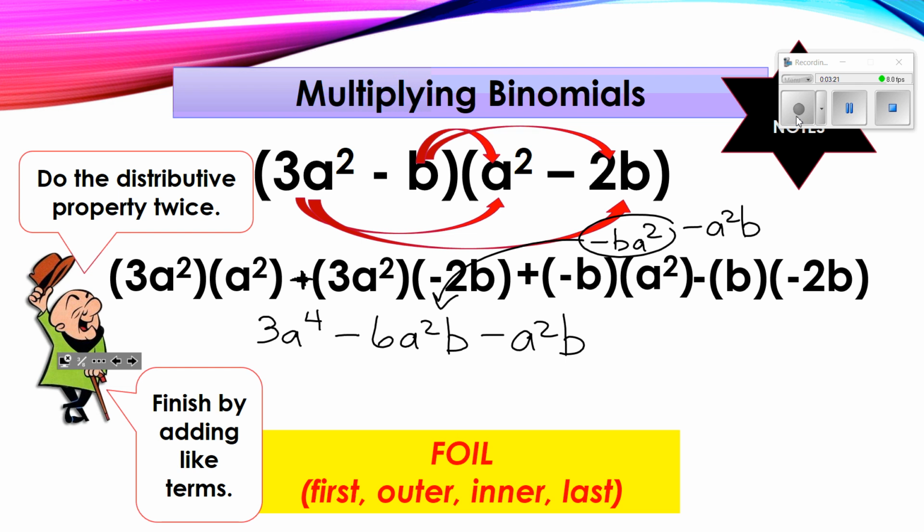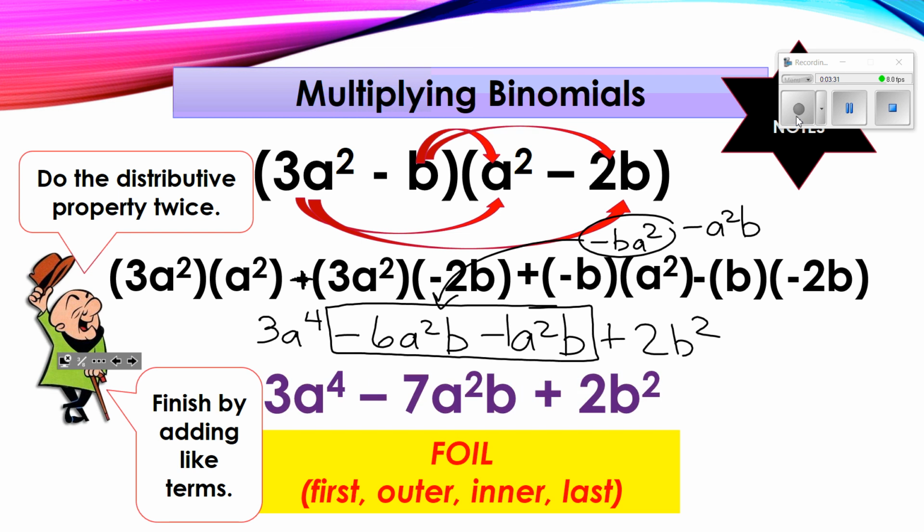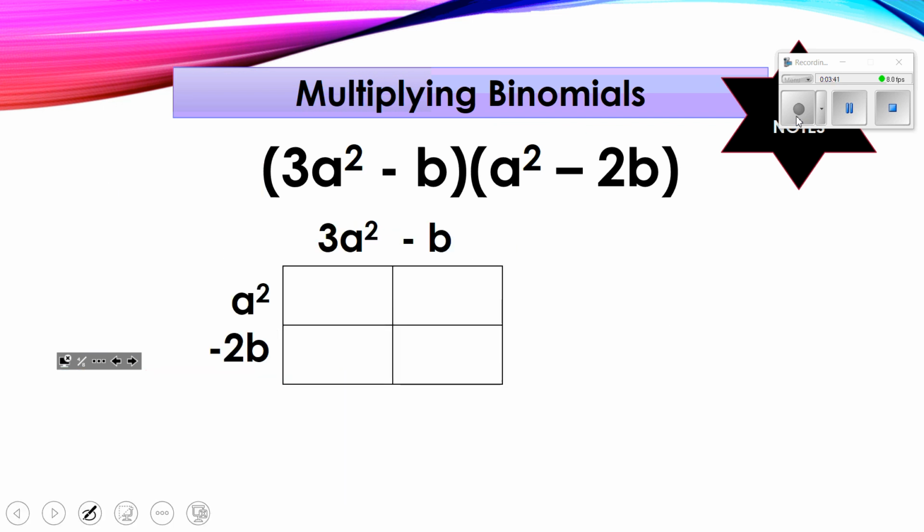And then two negatives make a positive 2b squared. Again, here in the center, you will recognize that we have like terms, and combining them will result in a final answer of 3a to the fourth minus 7a squared b plus 2b squared. FOIL, distributive property twice, is what we're doing. This is another way that some people look at it.